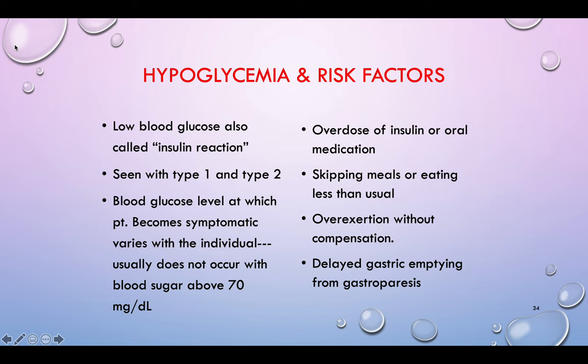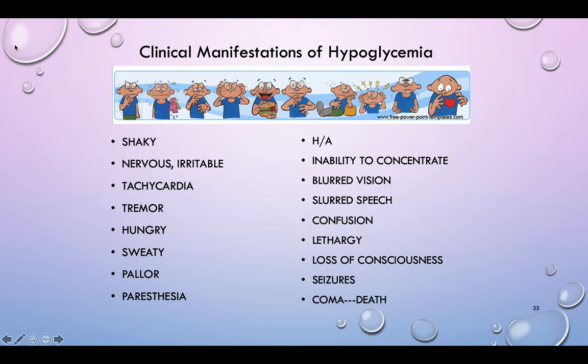What does it feel like to have hypoglycemia? Here we go. Also, table 6412 has symptoms of hyperglycemia versus hypoglycemia. So shaky, nervous, irritable, tachycardia, tremors. People may have all of these, some of these. They're going to have some of these. Some people feel like they're hungry. For me, I always feel sick to my stomach, and it's hard to eat. They might be pale. They might have tingling, headache, inability to concentrate. That's true. Blurred vision, slurred speech, depending on how bad it is.